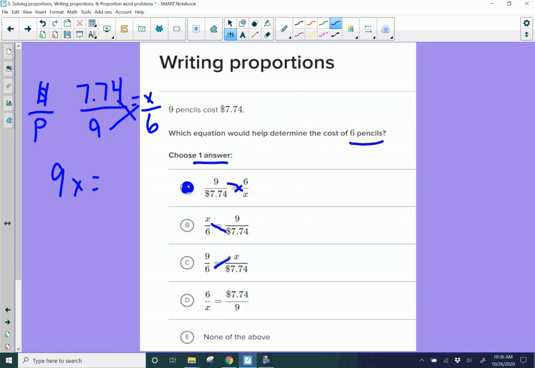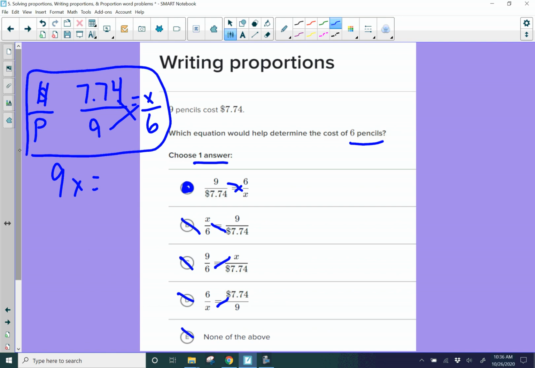C also does not give me 9x, it would give me 6x. And here I wouldn't get 9x either. So that means none of these options would work, leaving A as the correct answer choice. You don't even need to solve the other side of your cross product, because I know that I'm looking for a proportion that's going to give me the same cross products as the original one I wrote up here. Remember, there's more than one way that you can set up a proportion.